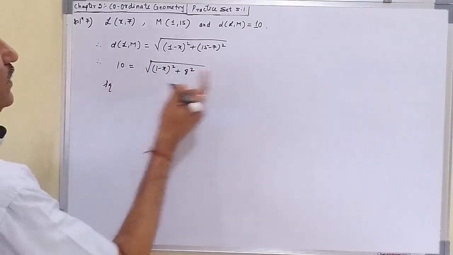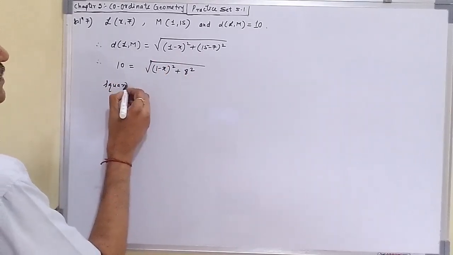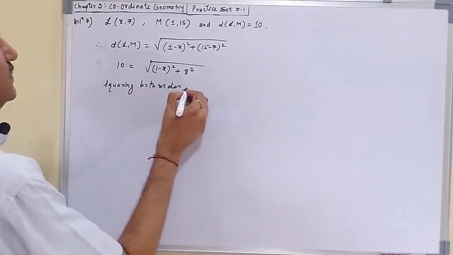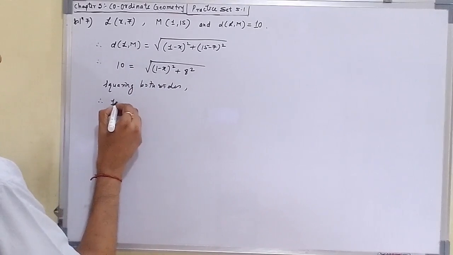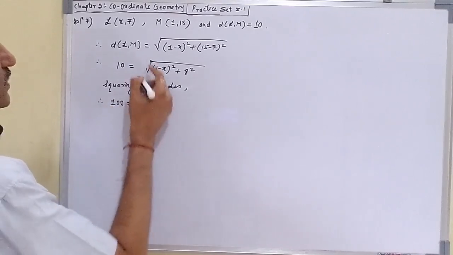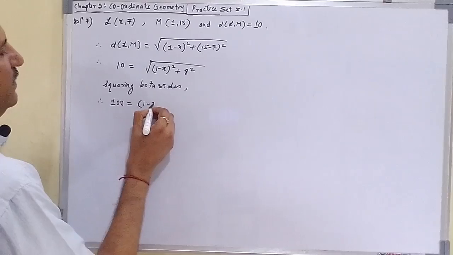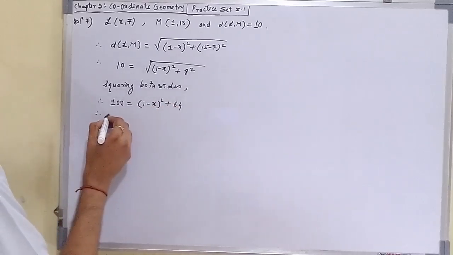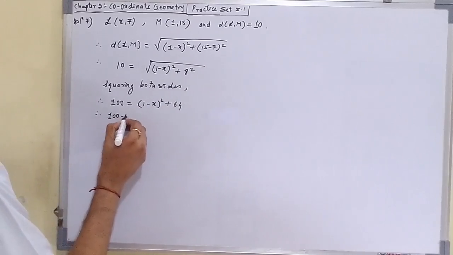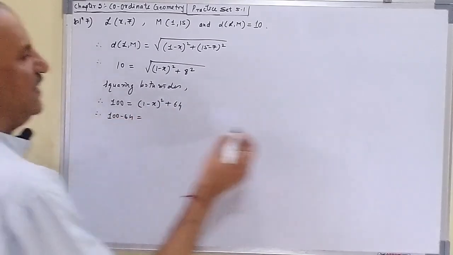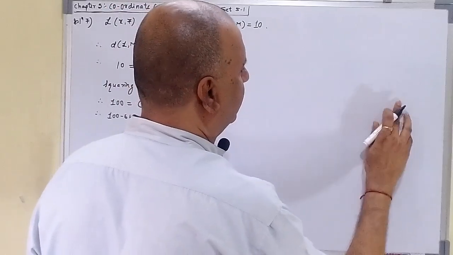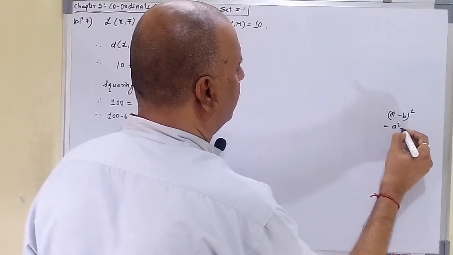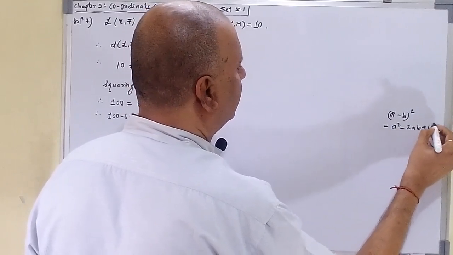We want to remove the square root, so squaring both sides, we get 100 equal to (1 minus x) the whole square plus 64. Taking 64 to this side, 100 minus 64 will be... Expand this: remember, (a minus b) the whole square is a square minus 2ab plus b square.